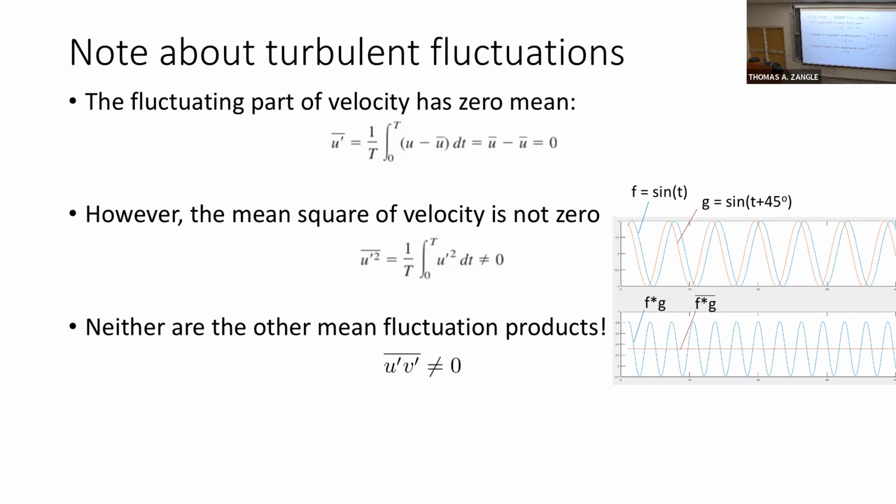that is non-zero. Is it always non-zero, or is it sometimes very, very close? In turbulent flow it is always non-zero.